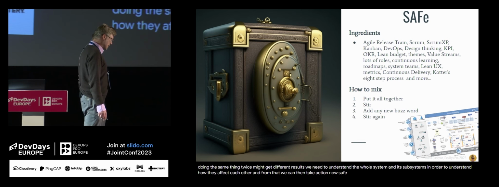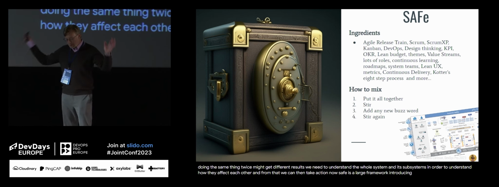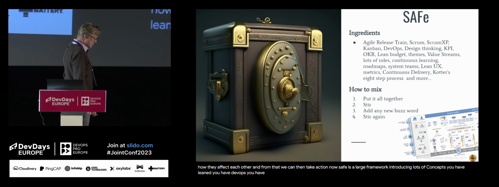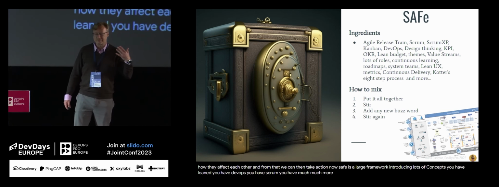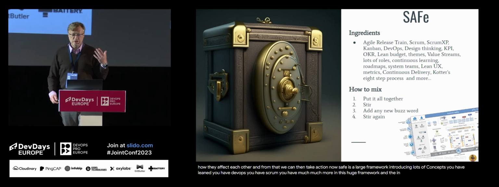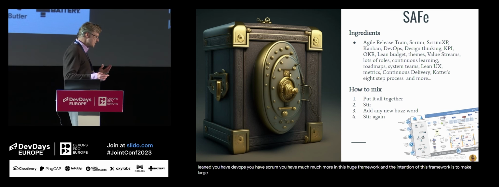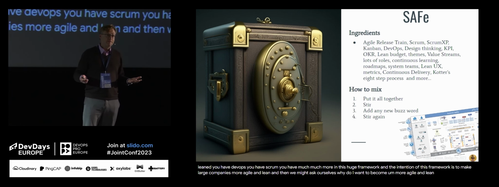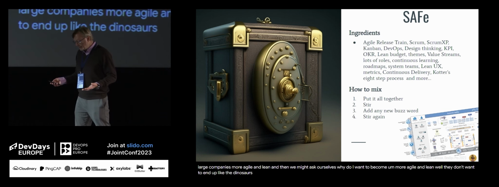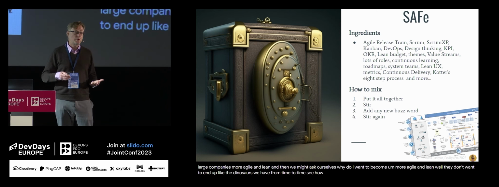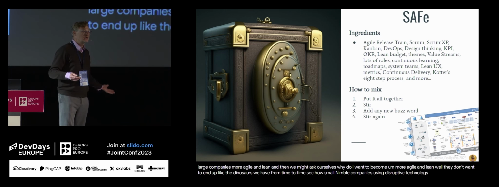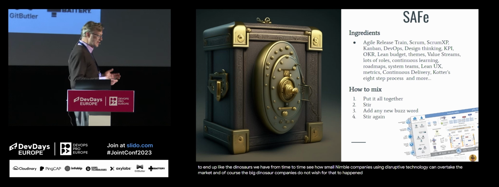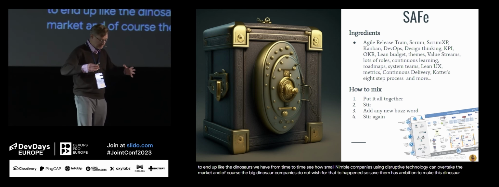Now, SAFe is a large framework introducing lots of concepts. You have Lean, you have DevOps, you have Scrum, you have much more in this huge framework. The intention of this framework is to make large companies more agile and lean. Then we might ask ourselves, why do they want to become more agile and lean? Well, they don't want to end up like the dinosaurs. We have from time to time seen how small, nimble companies using disruptive technology can overtake the market. And of course, the big dinosaur companies do not wish for that to happen. So SAFe has the ambition to make these dinosaur companies a little bit more agile and lean.